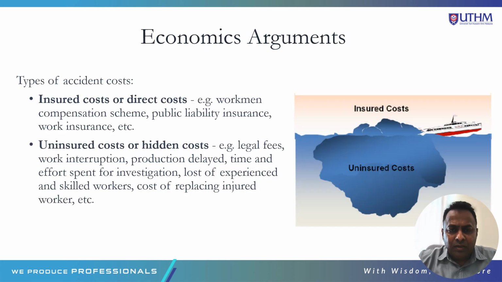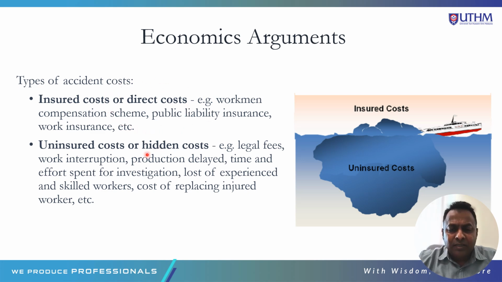In the economic argument, there are two types of accident costs. First is the insured cost or direct cost. For example, the workmen's compensation scheme, public liability insurance, and work insurance. So this is what the direct cost is.